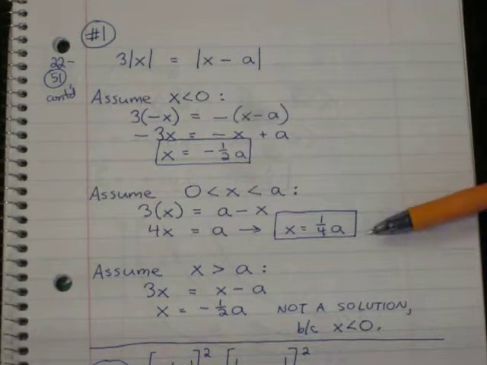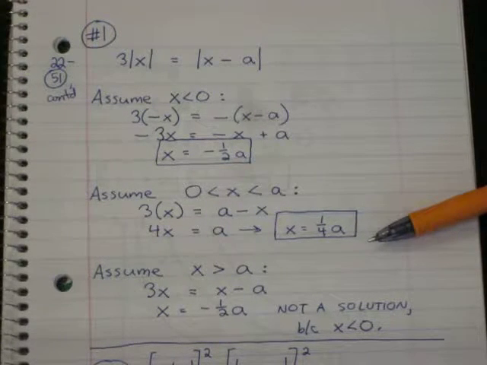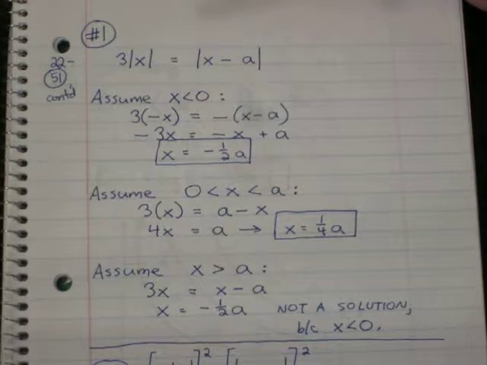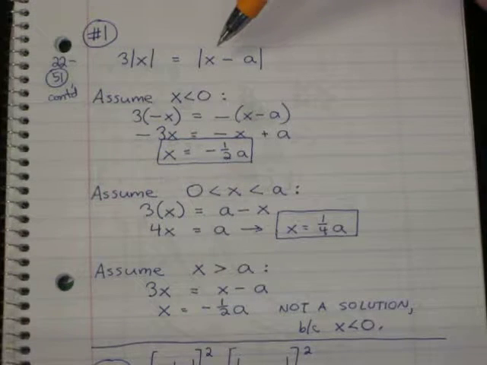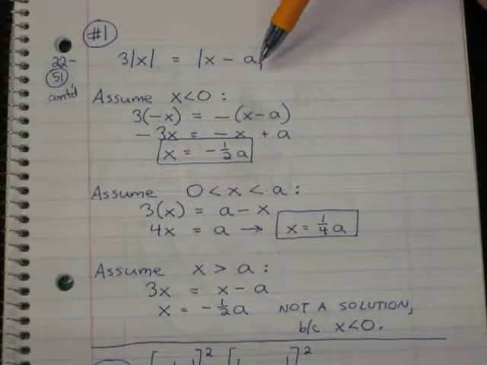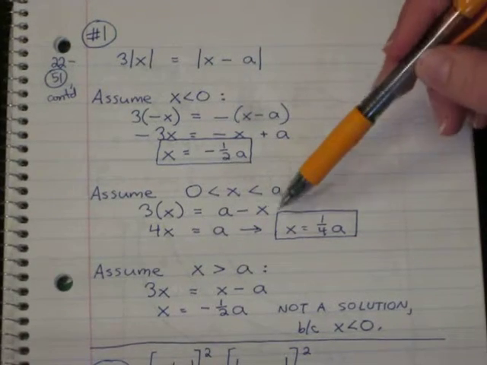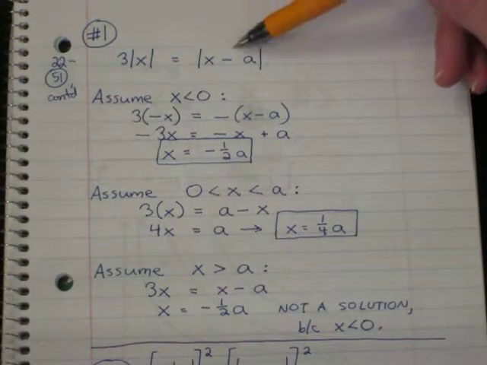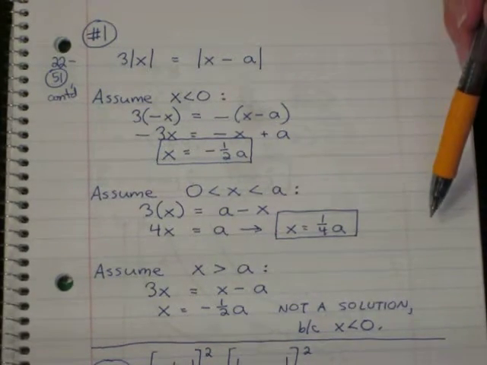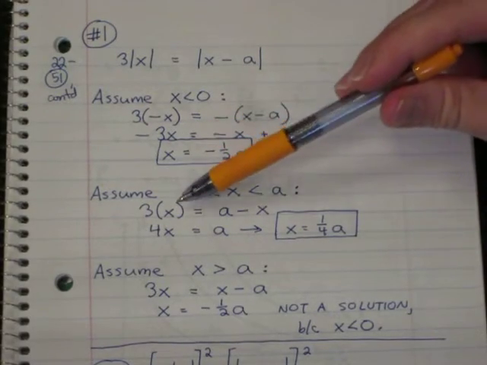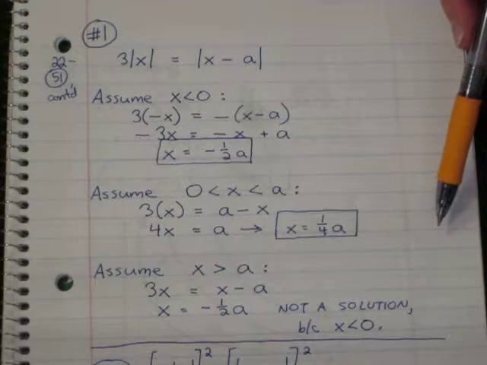Our second region we have to consider is if x is somewhere between 0 and a, meaning x is positive. In that case, 3 times the absolute value of x is 3x. The absolute value of x minus a, if x is less than a, is a minus x. If x is less than a, then x minus a is going to be some negative number. We take the absolute value of that, and we get a minus x. In this case, 3x equals a minus x becomes 4x equals a, and we get x equals 1/4 a.